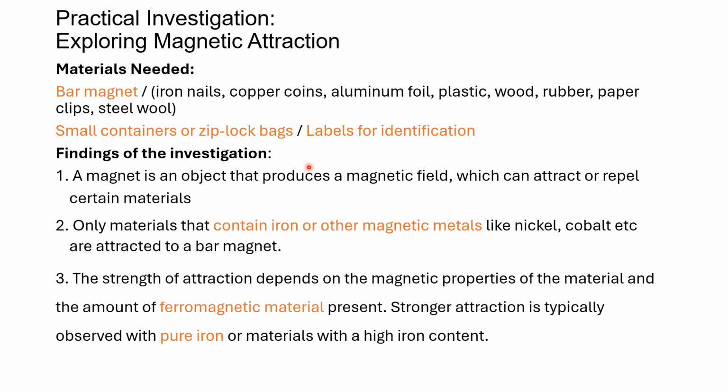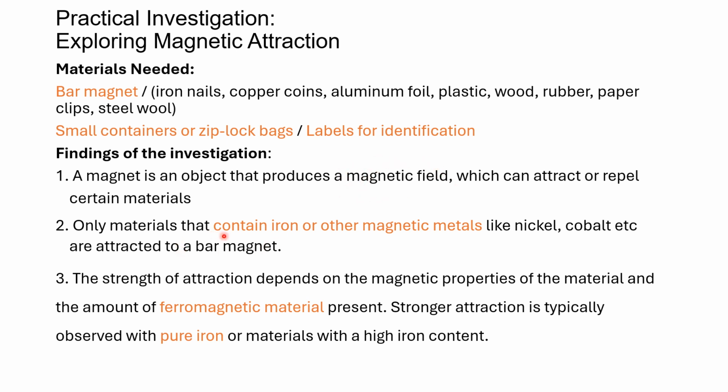What is important about the findings of this experiment? A magnet is an object that produces a magnetic field. Learners should know that there's something called a magnetic field, which is an area around the magnet where the magnetic force will act. So sometimes when learners are pushing objects towards the magnet, they may not be attracted until they fall into the area around the magnet, which we call the magnetic field.